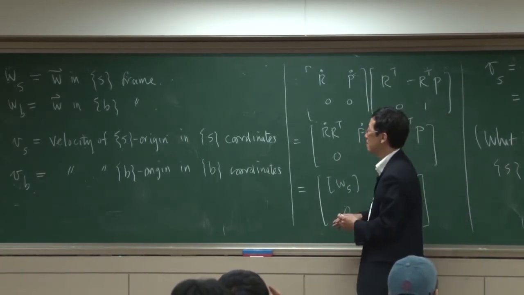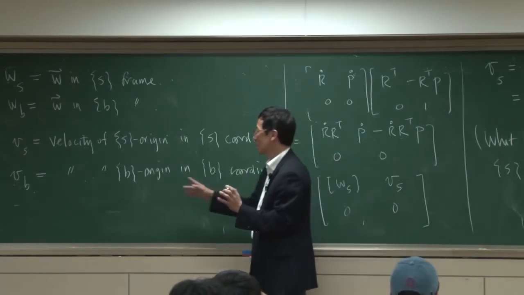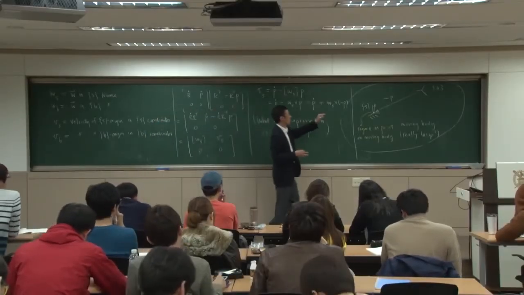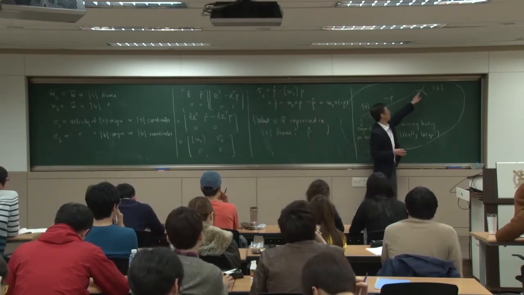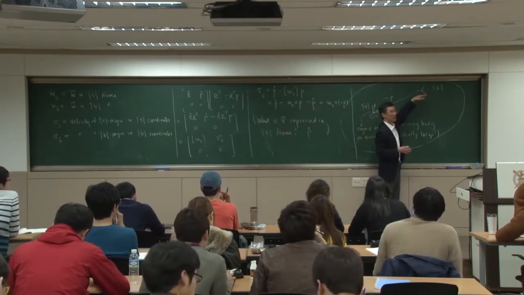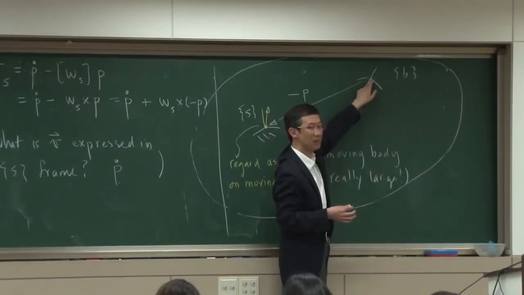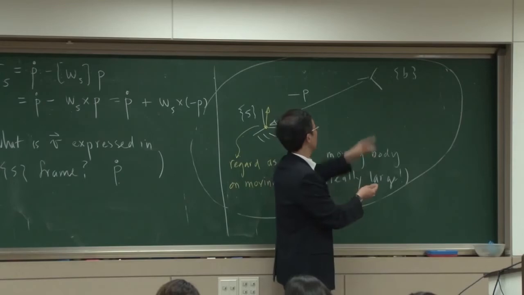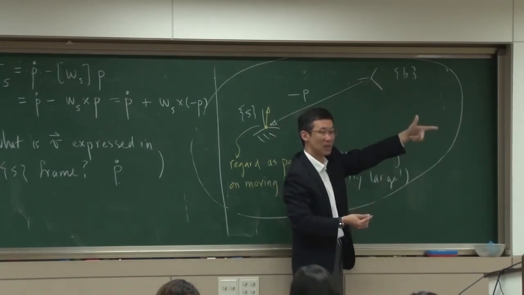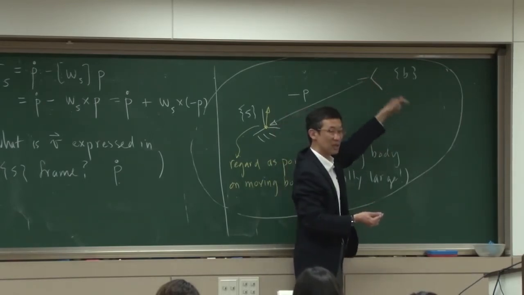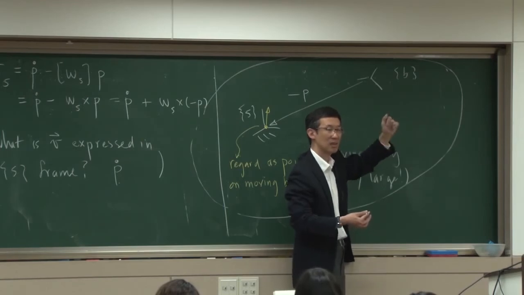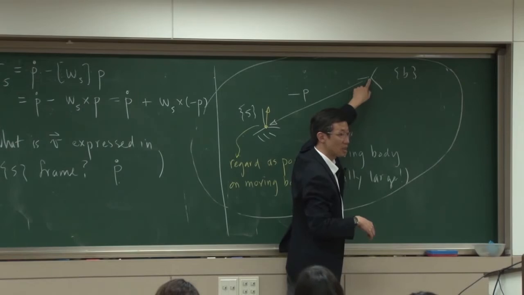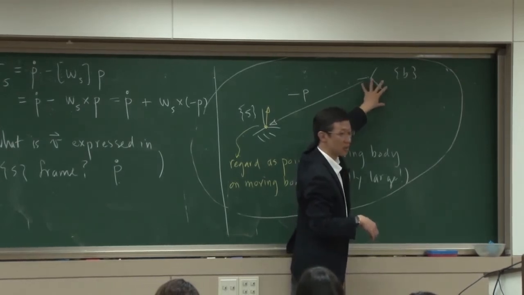So let's go over this again. V sub b is the velocity of the B frame origin, the moving frame, expressed in the B frame. So here we go. This big body is moving. This frame is also moving. The origin is also moving, has a velocity. So V sub b is the velocity of this B frame origin expressed in B frame coordinates.